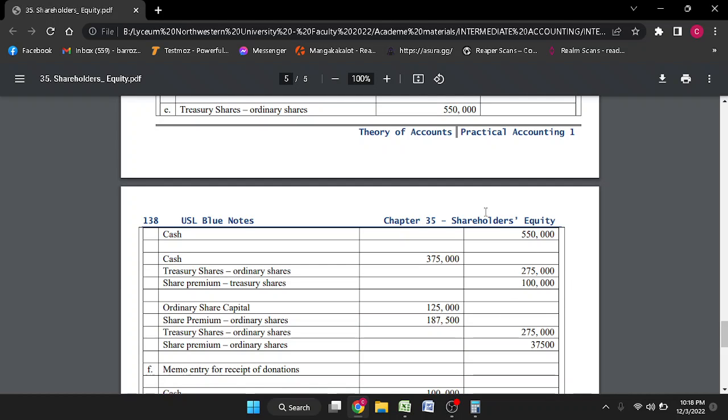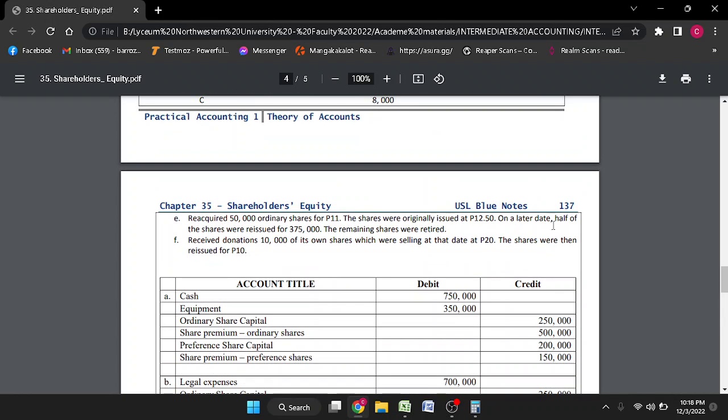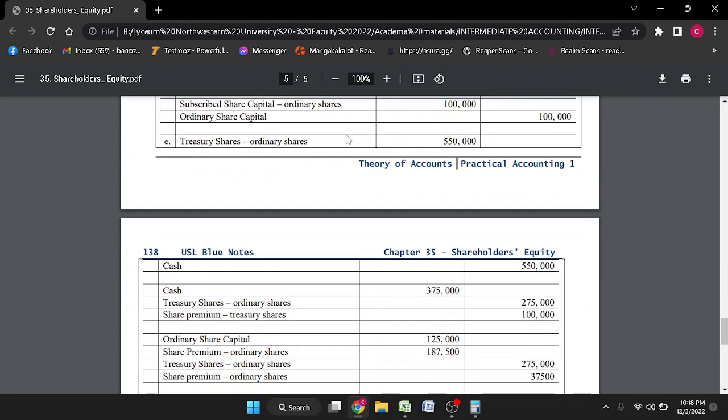How did we get the 275? That's the 50% of 550, because on the later part, half of the shares were reissued. So 550 here times 50% or divided by 2, it's 275. So the excess of 375 over 275 was allocated to share premium, not to the ordinary shares, but instead to the share premium treasury shares.